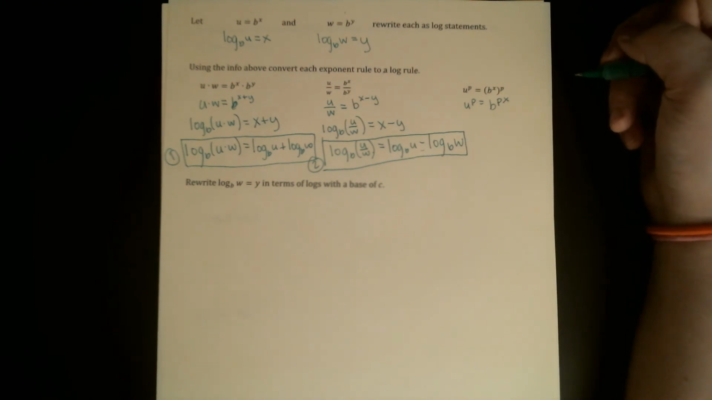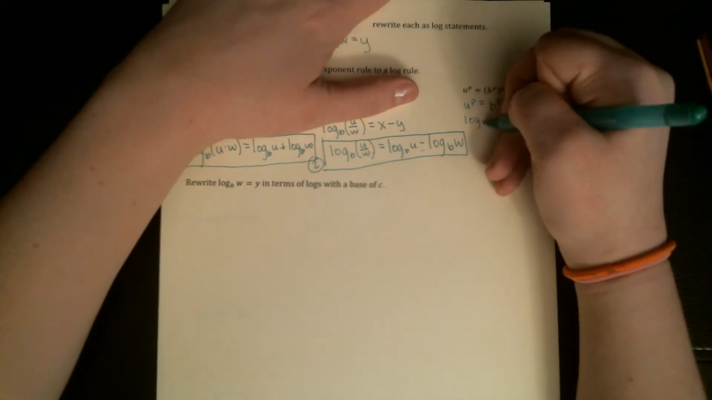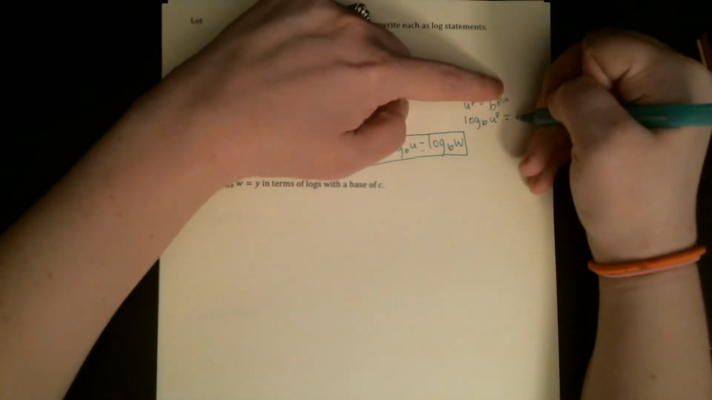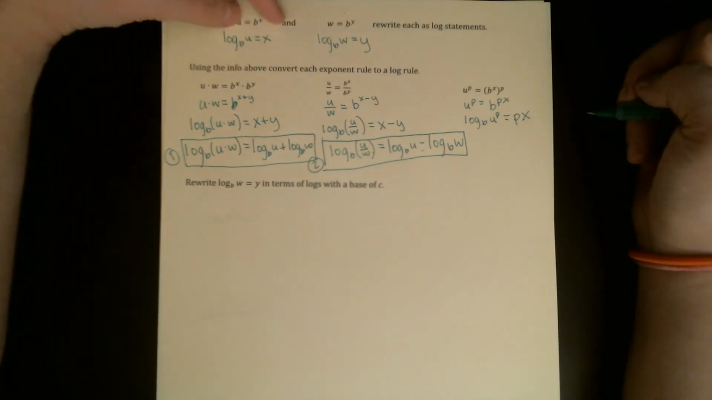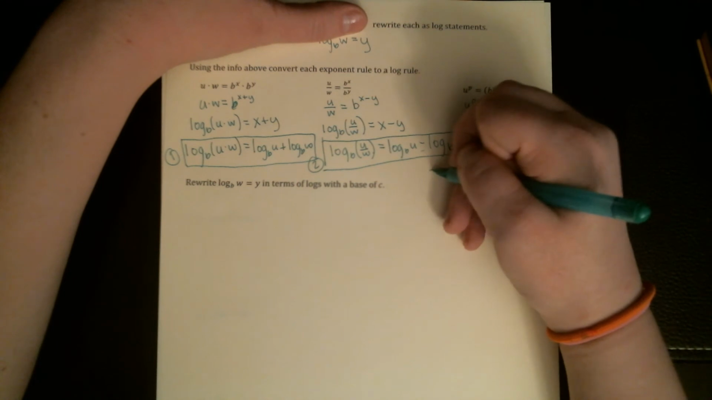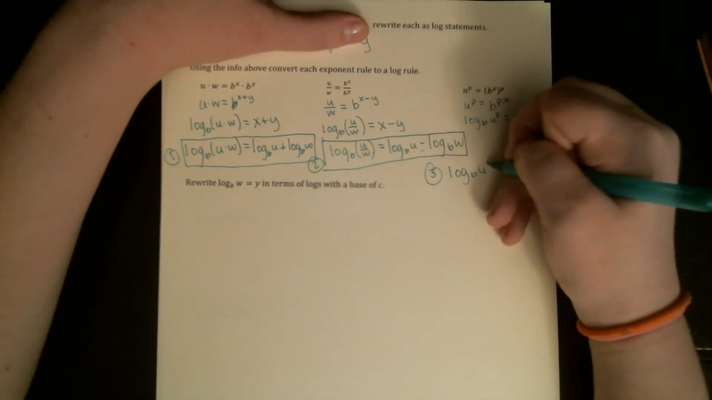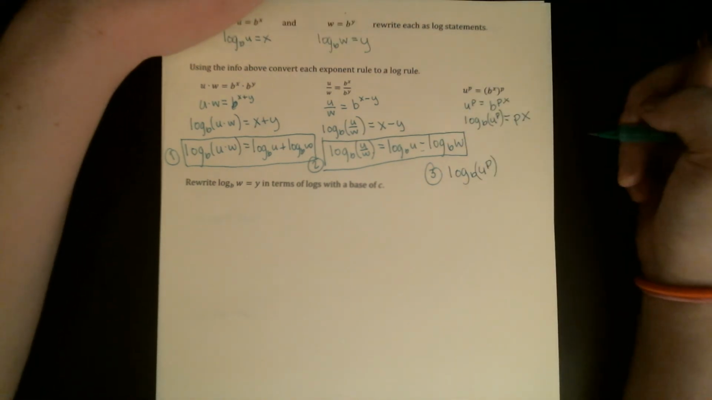If I want to rewrite this as a log statement, it's going to be a log base b of the result, which was u to the p, is equal to the power p times x. And then x again is equal to a log. So it looks like what we're getting, I'm going to write it down below, number 3, is that the log base b of u to the p, and to be really clear, this is u to the p inside the log.